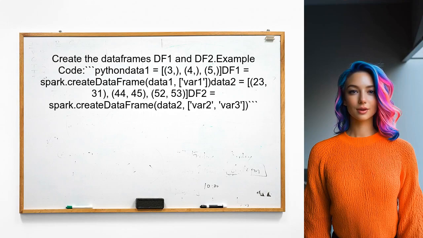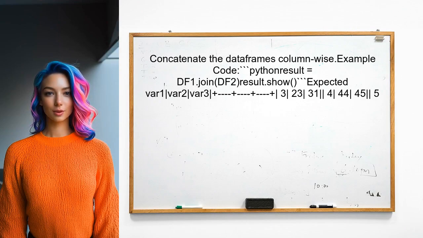After setting up the Spark session, the user should read or create the data frames df1 and df2. They can use the createDataFrame method to create these data frames from lists. Finally, to concatenate the data frames column-wise, the user can use the withColumn method or the select method. They should select all columns from both data frames.